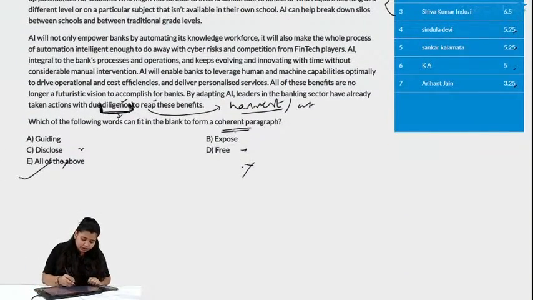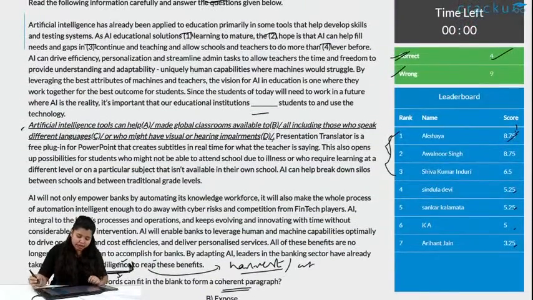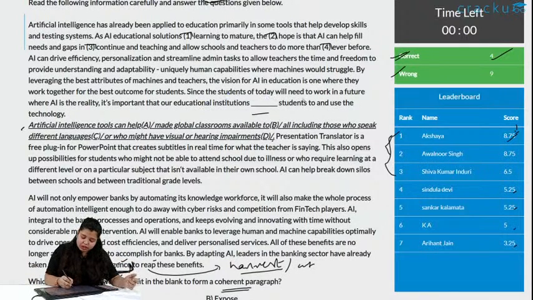Which of the following words can fit in the blank to form a coherent paragraph? Let us see what the blank is. Again, read the first and the last part, maybe you will get it, if not read the entire paragraph. Since the students of today will need to work in a future where AI, artificial intelligence, is the reality, it's important that our education institutes dash students to use them.